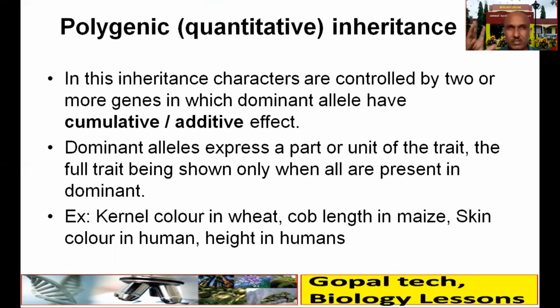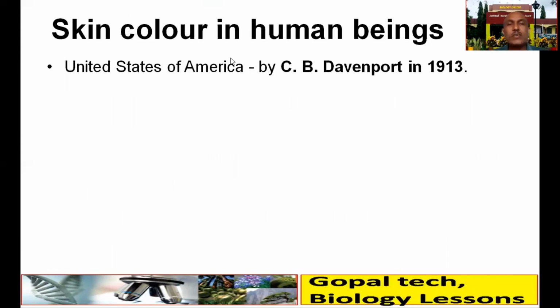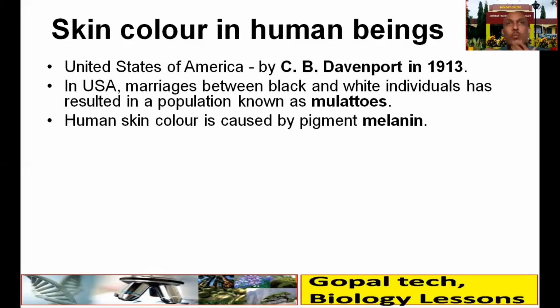Poly means many genes. Now, we will try to understand skin color. It was studied in the United States of America by C.B. Davenport in 1913. In the USA, marriage between black and white individuals, commonly called black or white people, has resulted in a population known as mulattoes, who are in between. Skin color is caused by a pigment, melanin. We know MSH, melanocyte stimulating hormone.